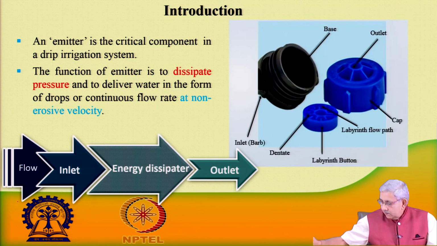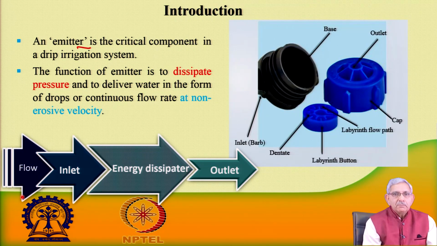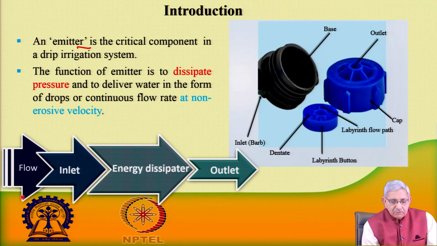Dripper is a critical component of micro irrigation or drip irrigation system. The purpose of a dripper is to dissipate pressure so as to deliver water in the form of droplets or continuous tiny stream, and the water coming out of the dripper is at a non erosive velocity. It does not cause erosion when it falls on the ground surface.